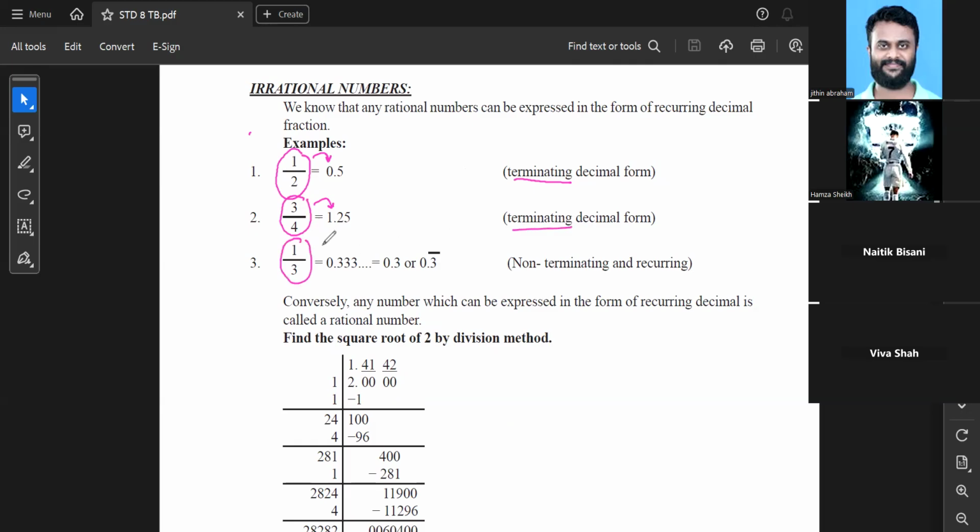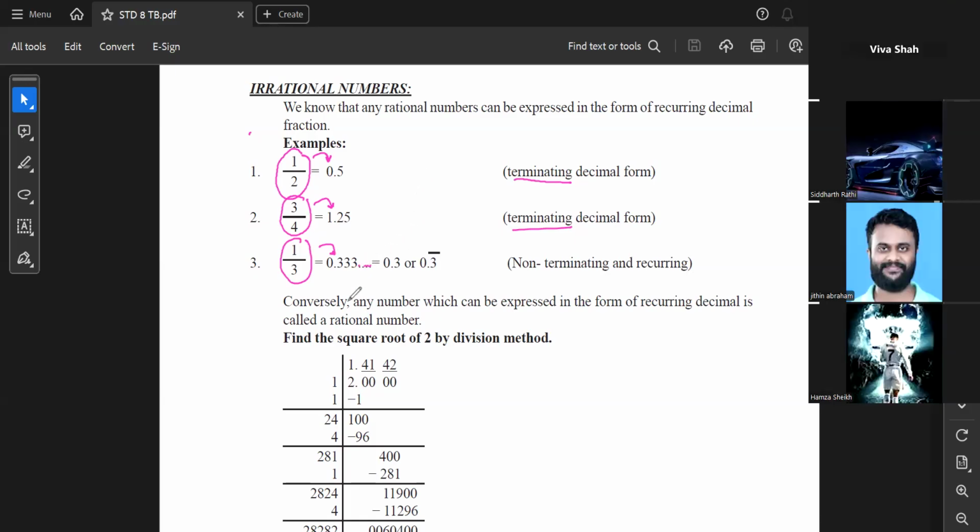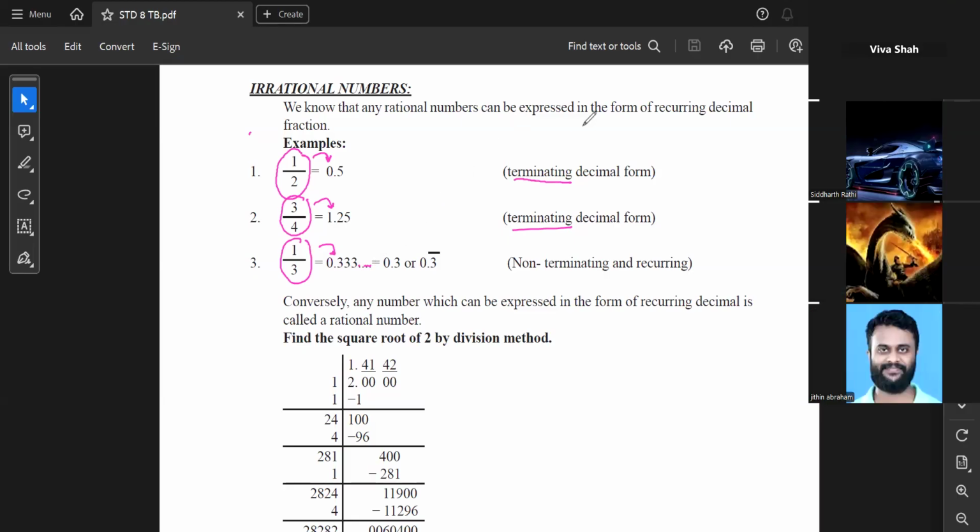But when you divide 1 upon 3, the answer you get is 0.333333. This 3 never stops. So when you try to divide also, there is always 3 coming all the time. So what is happening? This 3 is recurring. It is repeating. Repeating का दूसरा word है recurring.